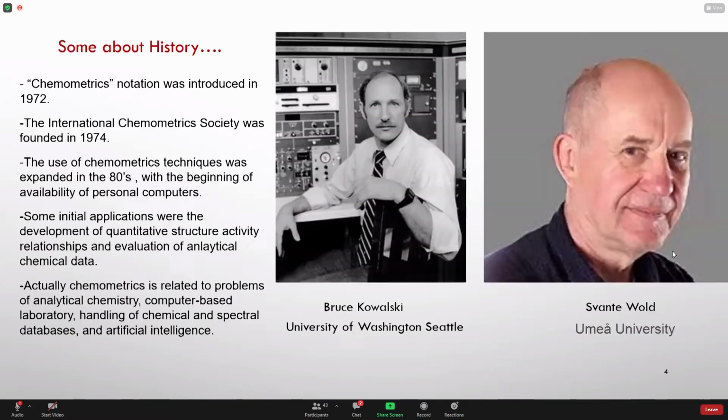About the definition and the background of chemometrics, some history of this young topic. I want to tell you that the term chemometrics was introduced for the first time in 1972 by Svante Wold from Sweden. He was working on the application of mathematics and statistics to the analysis of chemical data in Sweden. And he met Bruce Kowalski, who was working on the same thing in the United States.